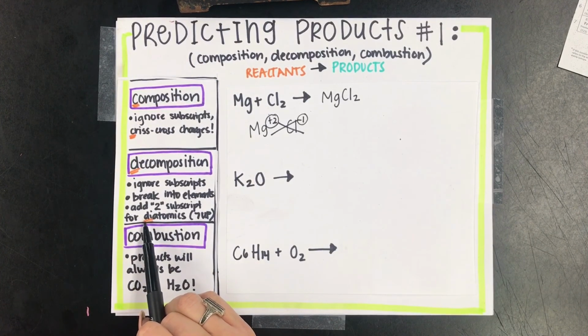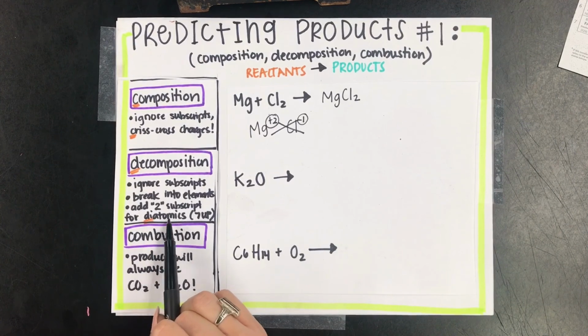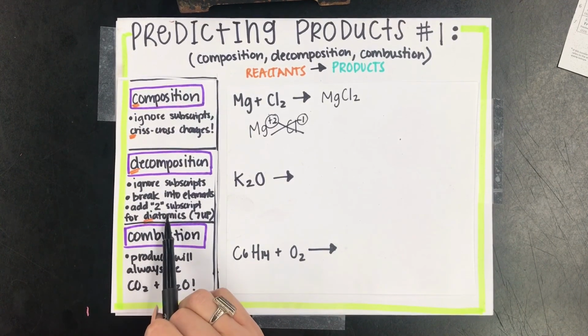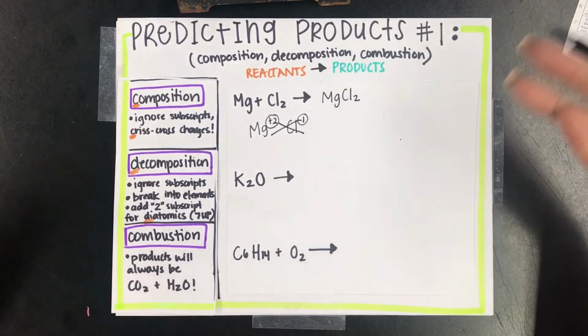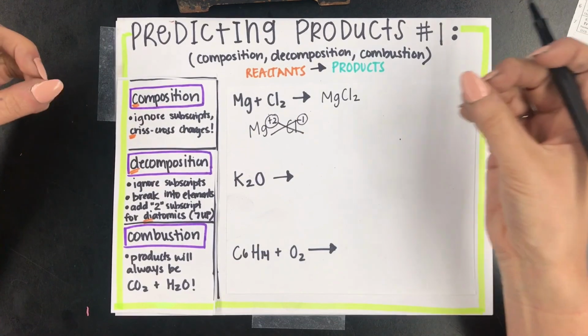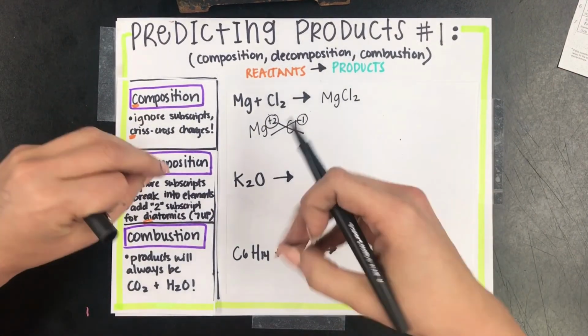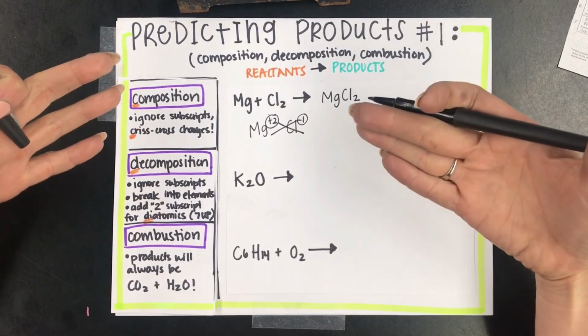Di meaning 2, atom. Diatomic molecules are molecules that have 2 atoms of the same element. Okay, so these are elements that can't exist by themselves as singular atoms. When they're a part of other compounds, it's fine, but when they're by themselves, they always show up in pairs.